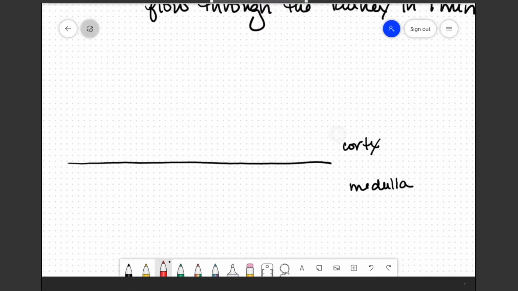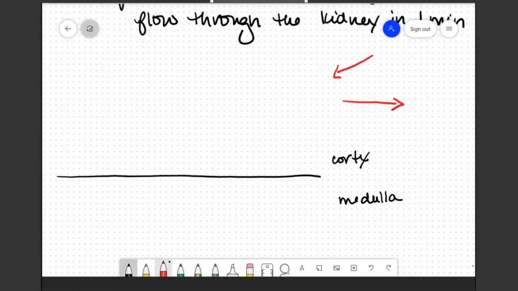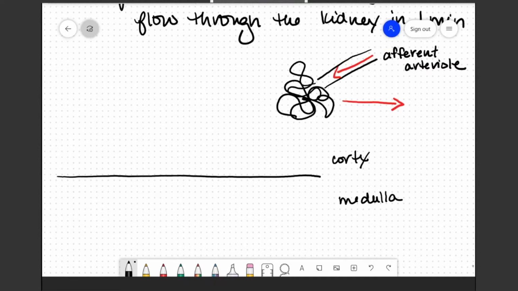So the way we're going to start this process is the way we started the kidney. Blood is going to come in, and then we're going to have blood flow out. So what happens here is blood will flow in through a structure called the afferent arteriole. This tube will dump into a structure that looks like all of these tiny little capillaries. And then it will have a tube that goes out, and that will be the efferent arteriole.